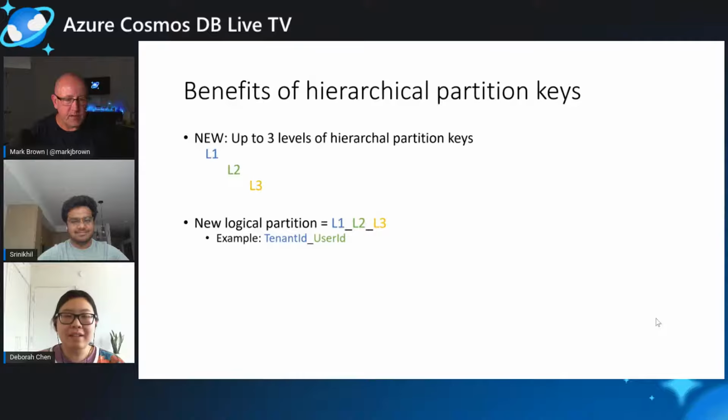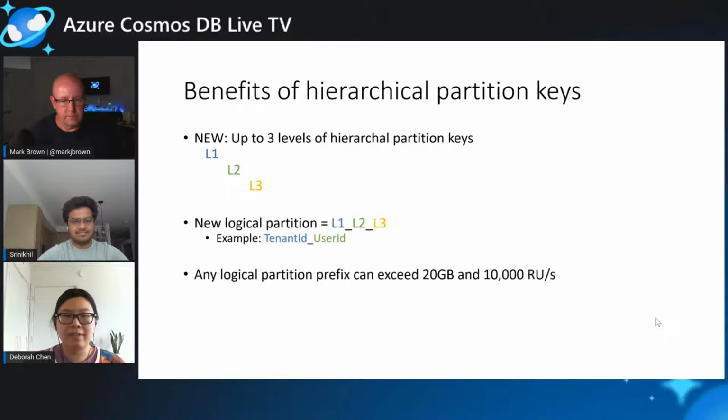So your new effective logical partition is the concatenation of all 3 of these values. For example, in our scenario, we did tenant ID and then user ID as the next level in the hierarchy. The main benefit to you as a customer is that in these multi-tenant scenarios, you can now get the optimal partition strategy as your data size continues to grow. And now any logical partition prefix can exceed 20 GB and 10,000 RUs.